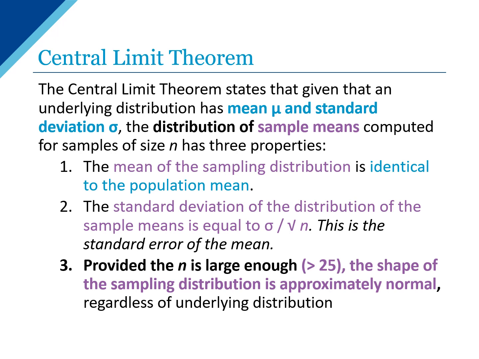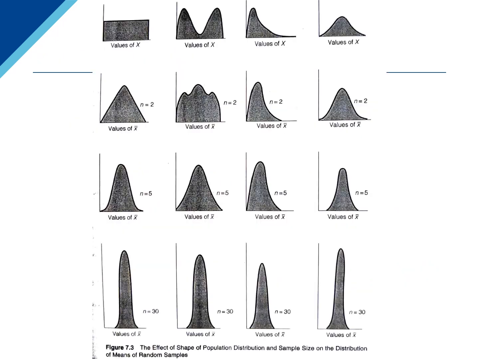What this means for us is that, one, we can expect our sample means to reflect the population mean, and two, that if we make sure that we take samples of n equal to or greater than 25, we can assume that the sample means will have a normal distribution, no matter what the distribution actually looks like in the population.